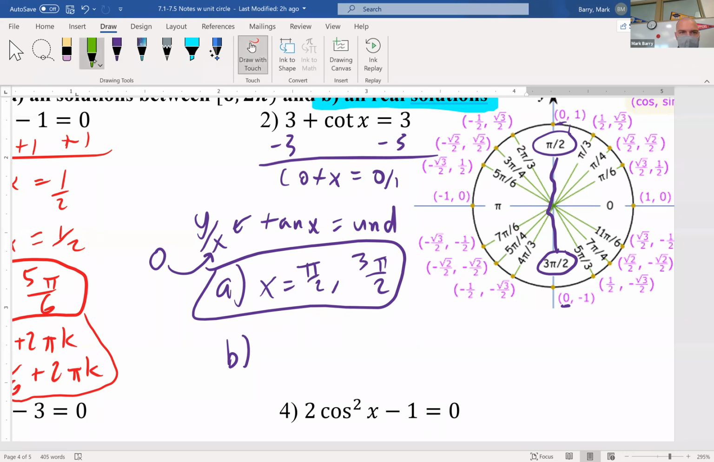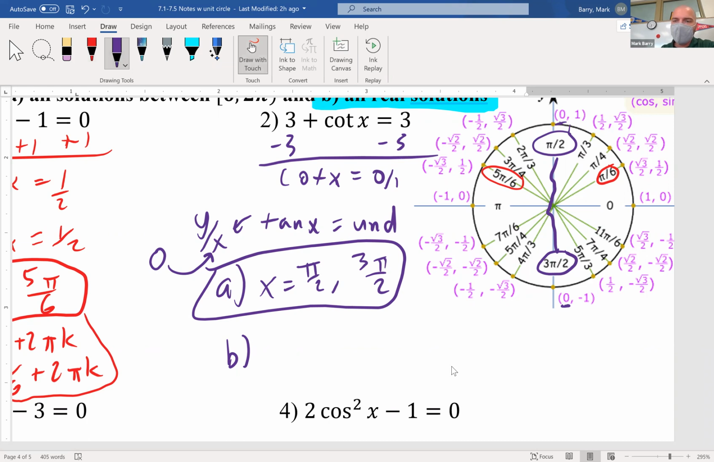Going back to number 1, when we had pi over 6 and 5 pi over 6, you can see that these are not diameter buddies. If I connect those two angles, it does not go through the middle of the circle. If I was going to do pi over 6's diameter buddy, I would say it's 7 pi over 6, okay? All right, so these two are diameter buddies.